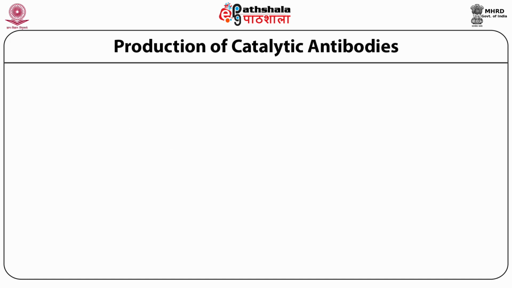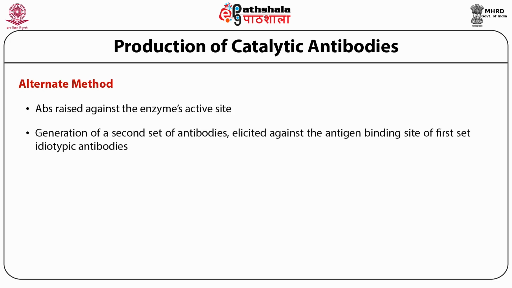efficiently. Now, we have one more alternate method for production of catalytic antibodies, and that is where the antibodies can be raised against the enzyme's active site. So if we have the target enzyme whose activity we want to replace, we would use the enzyme and generate antibodies against its antigen binding or substrate binding site. Now, this is followed by the generation of a second set of antibodies, which is elicited against the antigen binding site of the first set, the idiotypic antibodies.